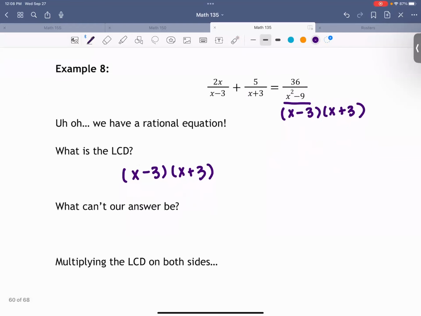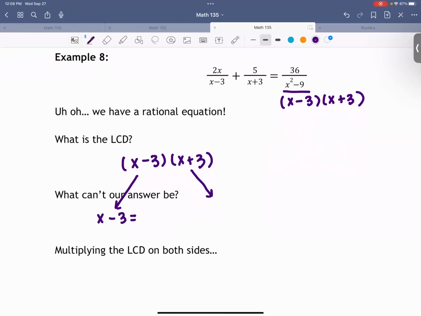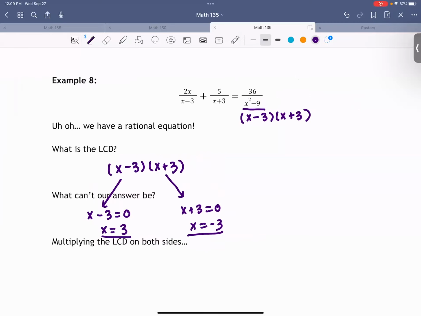I'm good. Next, we want to find out what our answer cannot be. So I guess that means I need to take each of the components of my LCD and set them equal to 0. So just like we did before, x minus 3 equals 0 gives x equals 3, and x plus 3 equal to 0 gives us x equals negative 3. So if I do my equation and I get either 3 or negative 3, that's not my answer, right? Okay. So what do you think my next step should be? I'll give you a hint. It's written down on the paper. Perfect. Multiply the LCD on both sides.